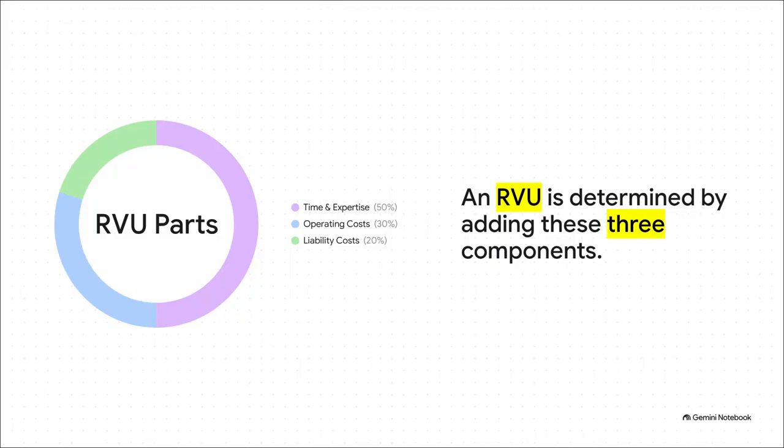An RVU is actually built from 3 distinct parts. First, you've got the time, expertise, and effort required by the physician. Second are the operating costs, so rent, equipment, and staff. And third, malpractice and liability costs. This third piece is super vital because specialties like obstetrics carry much higher malpractice liability risks compared to, say, standard primary care. And that naturally results in a higher overall RVU for their specific codes.